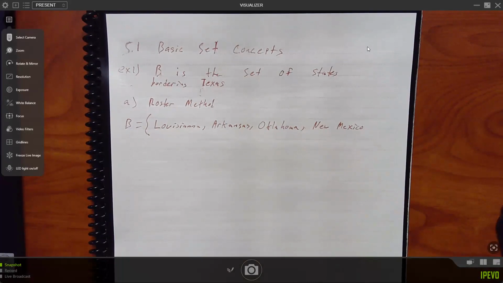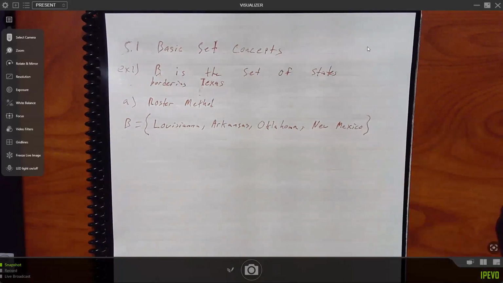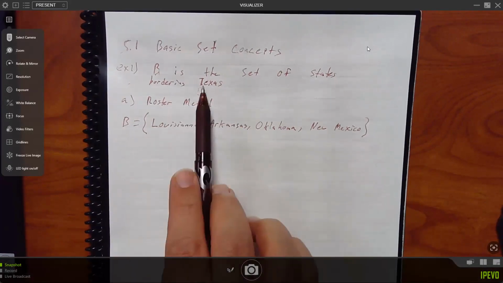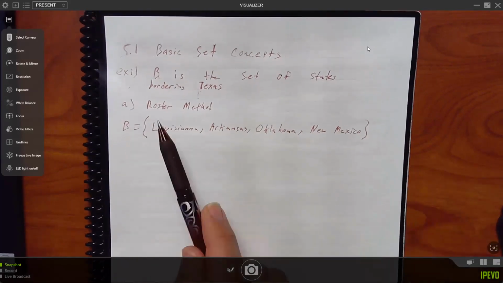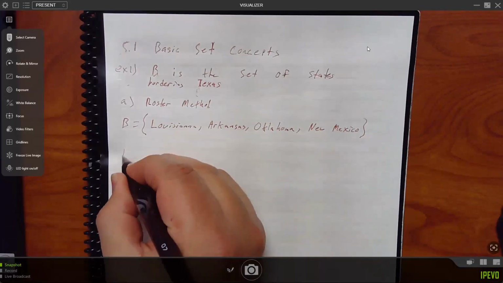this set with braces is called the roster method. This is the one I use the most, like in other math classes or proof classes. Just some braces on the side, and you just list the elements. So B is the set of states bordering Texas. So 1, 2, 3, 4. We have 4 elements inside B. Okay, so that is the roster method.